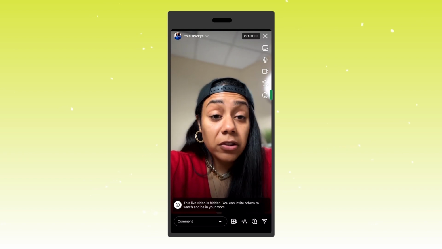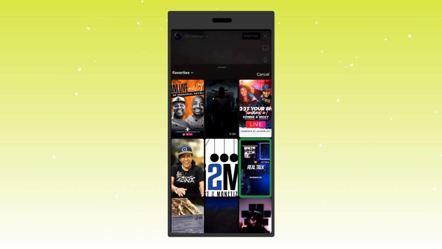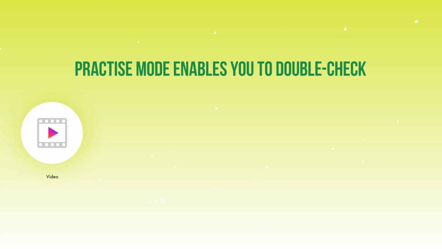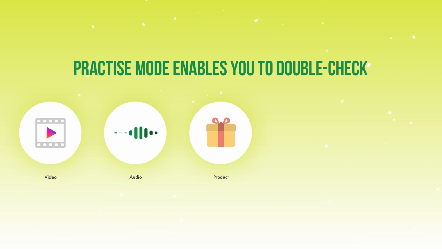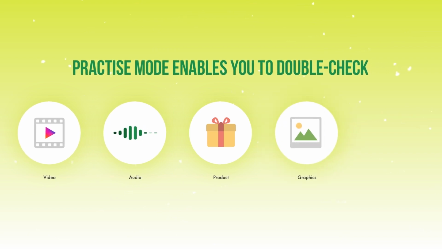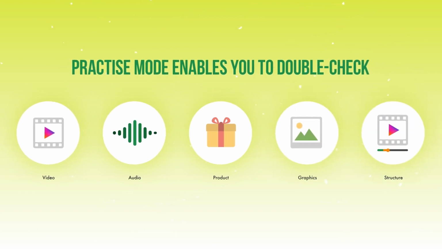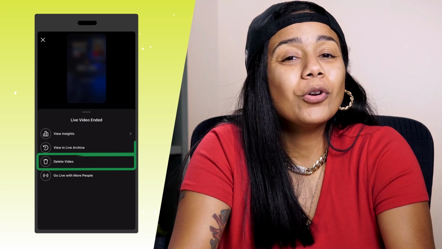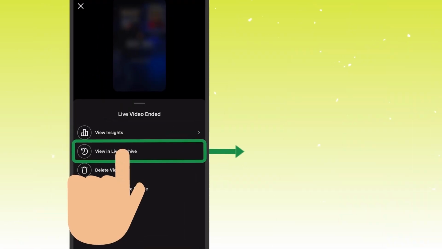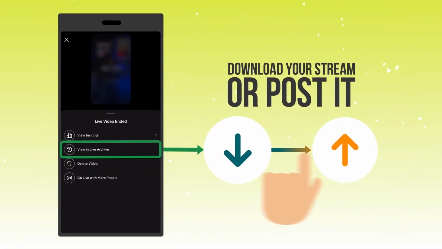You can actually change the filters. You can bring in the frame that you want to see how it looks. What's great about practice mode is that no one is seeing it but you. You get to check how it looks, how it sounds, how your products is actually pinned to your live, how your graphics are going to look, how your structure is from the intro to the pin post, everything like that. And the great thing about it is you could delete it, or you could go into your archives and actually download it, maybe even post the actual practice mode.